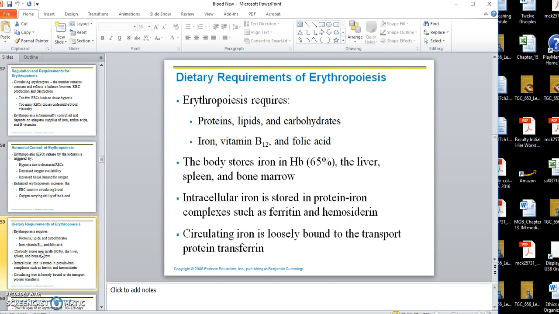The requirements for red blood cell production are proteins, lipids, carbon, the same things you would have for cells. But when you look at what the red blood cell needs a little bit more than any other cells, it is iron, vitamin B12, and folic acid. Thus, when those particular substances decrease in amount in the body, they can cause a low blood count and potentially anemia.